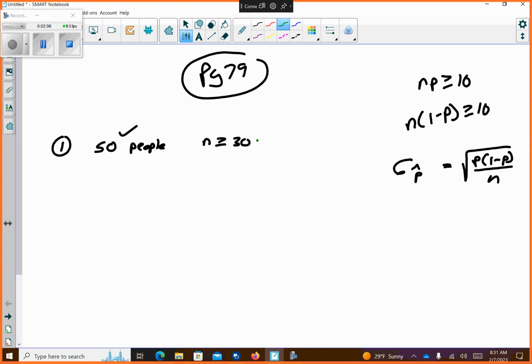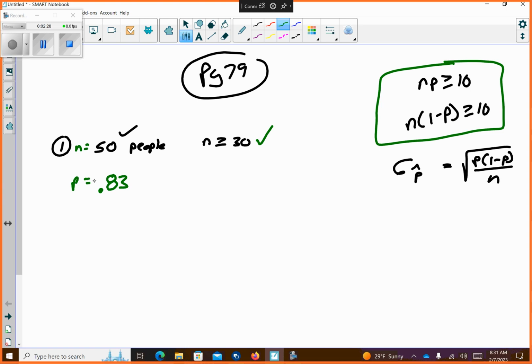So this was 2 sections ago, but now we need to take a look at this. We know that 83%, or 0.83, drink coffee. So now we have the n and we have the p. Both of these equations now also have to work because we're dealing with a population. So if I go 50 times 0.83, we want to know if that's greater than 10. And I also want to go 50 times (1 minus 0.83), and we want to know that that's also greater than or equal to 10.